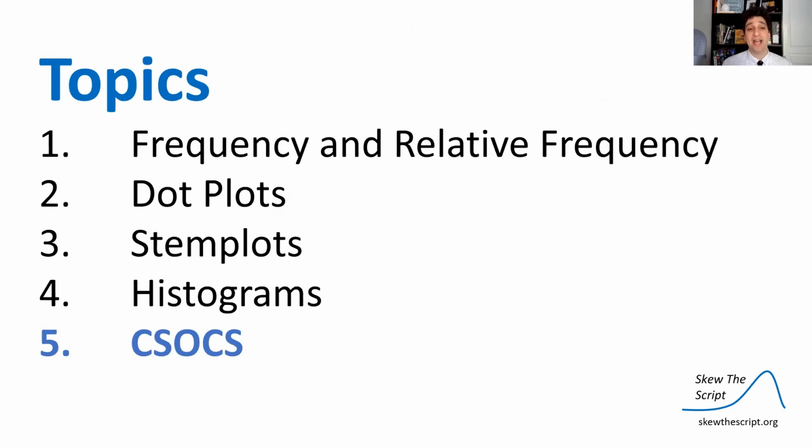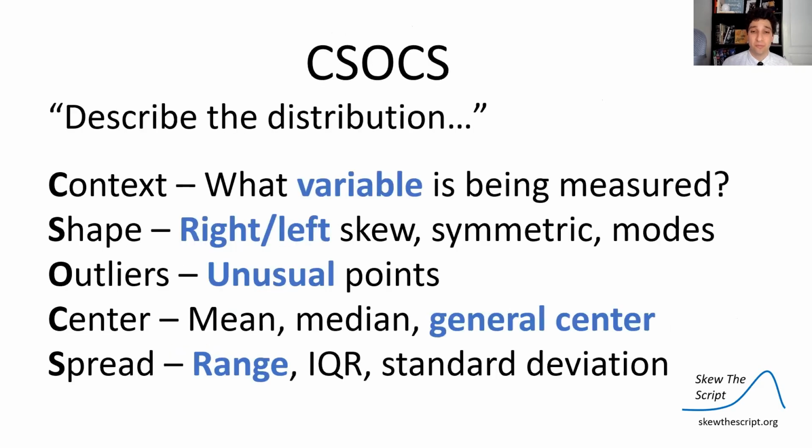The way we describe quantitative data sets and graphs is with a technique I call CSOCS. When you're asked to, quote unquote, describe a distribution, if you have an FRQ asking you to describe a quantitative graphic, you need to do the following things. You need to touch on its context, talk about what variables are being measured. You need to talk about the shape of the distribution, any outliers or unusual points that you see, the center of this distribution, and the spread.